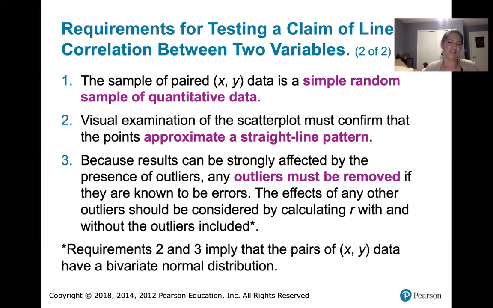So that means the X values are approximately normal, the Y values are approximately normal, and they're approximately normal when one of the variables is held constant and the other one is allowed to vary. That's actually really hard to check. So rather than checking that, we're going to check requirements 2 and 3. So we're just going to see, does it look like it lies along a straight line? Do we have any outliers that might strongly affect the value of R? If so, we should remove those.